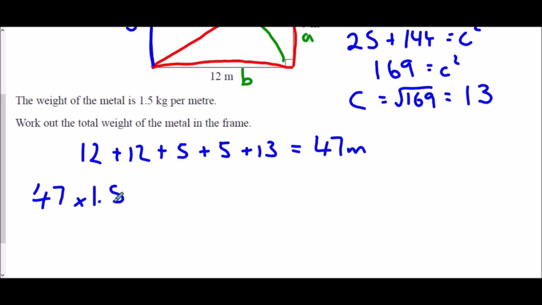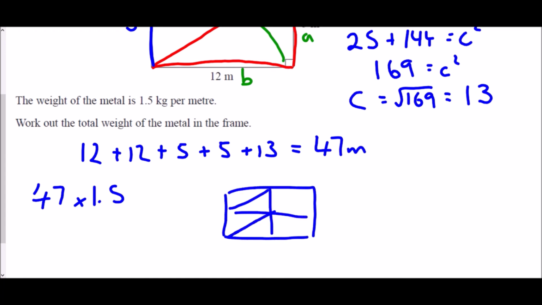Well, a couple of ways that you can do this. A method I quite like is using Napier's bones. So that is 47 times 1.5. 4 times 1 is 4. 7 times 1 is 7. 4 times 5 is 20. 7 times 5 is 35.